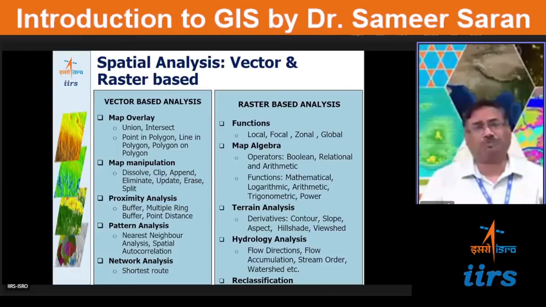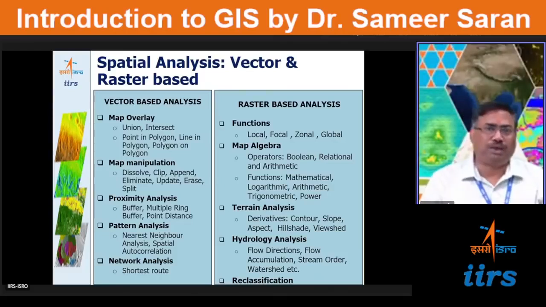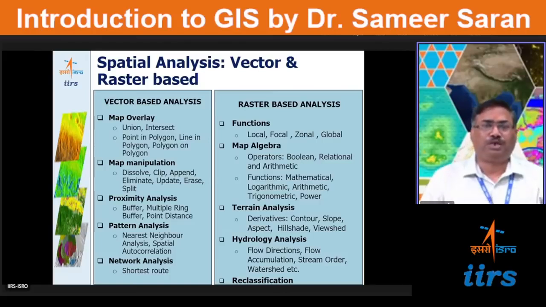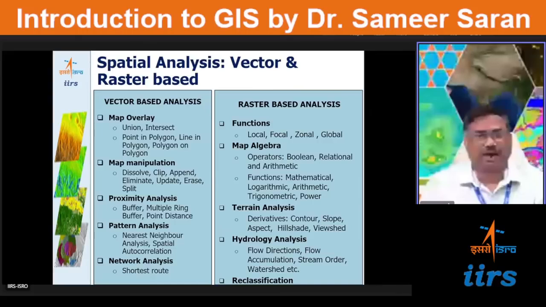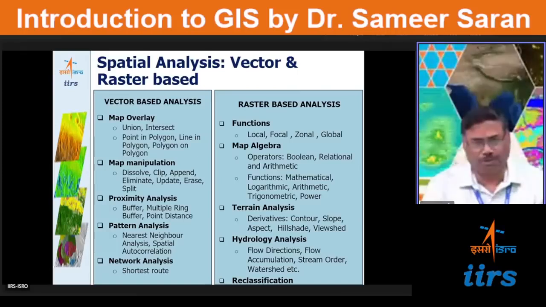So those type of functions are available in raster. And similarly, you have map algebra operations, like you apply operators: Boolean, relational, functional, mathematical, logarithmic, trigonometric, power. So all these map algebra operations can be applied, and ultimately any mathematical algorithms, if you really want to apply, you cannot apply in vector, you can only apply on a raster-based analysis.